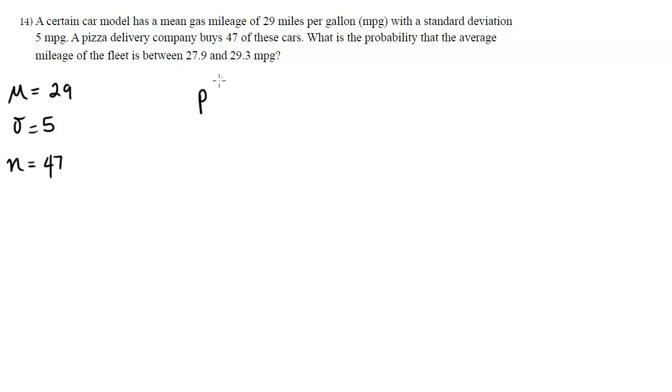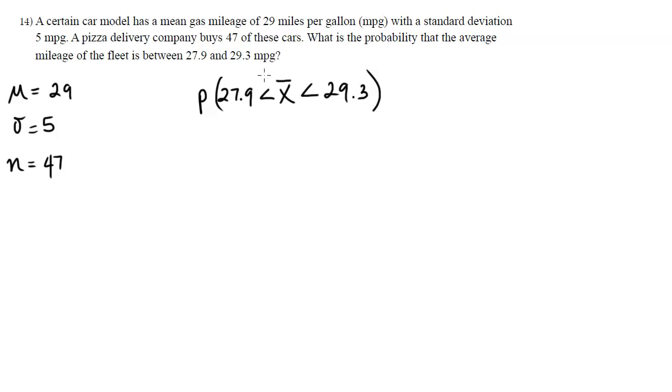What is the probability that the average mileage of the fleet? So, different, right? The last question asks, what's the probability that one crocodile is greater than 12 feet? This is asking you about the average mileage of the entire fleet. So this is asking you about X bar. Not one particular X, but the average of all the X's. What's the probability that that is between 27.9 and 29.3?